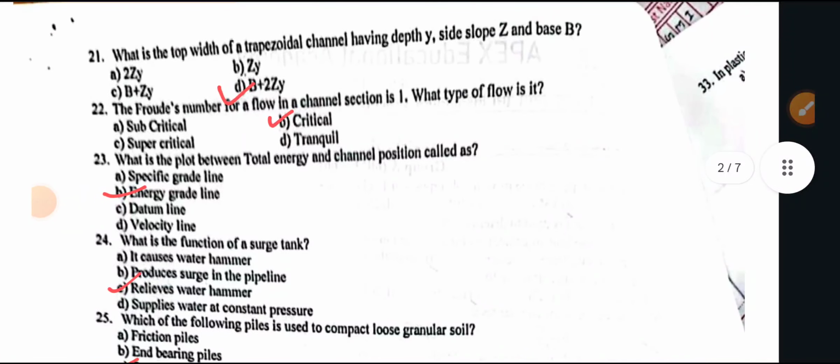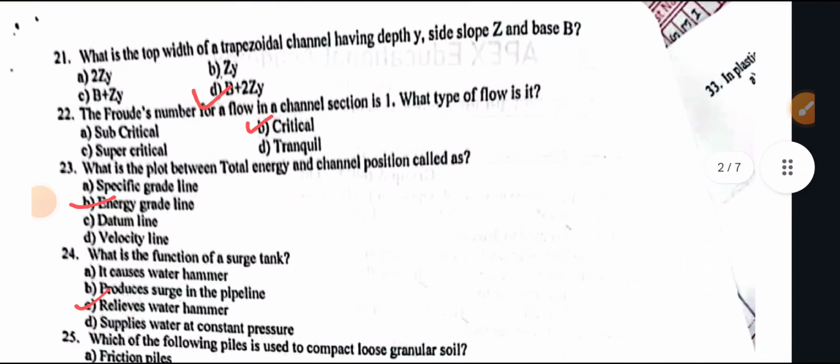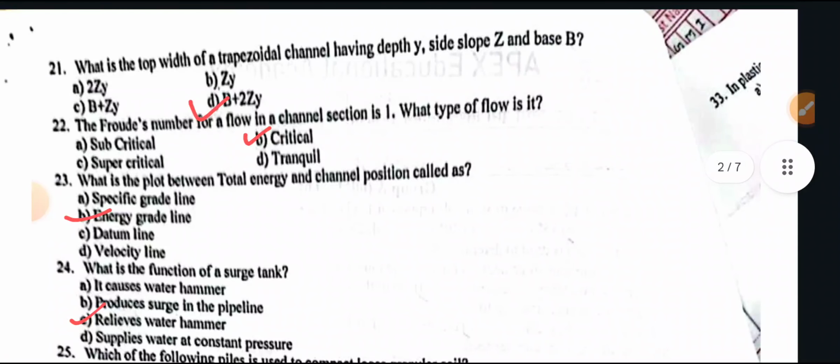What is the top width of a trapezoidal channel having depth y, side slope z? b plus 2zy. The Froude number for a flow in a channel section is one, what type of flow is it? It is critical flow.